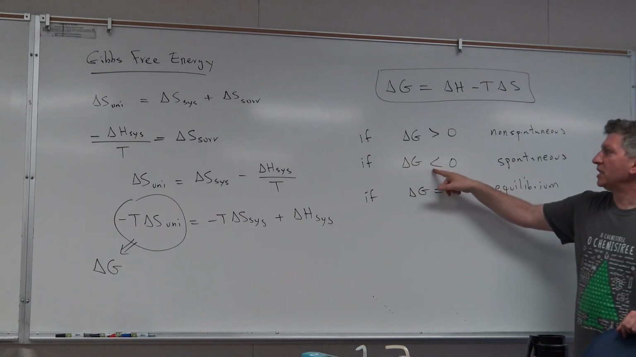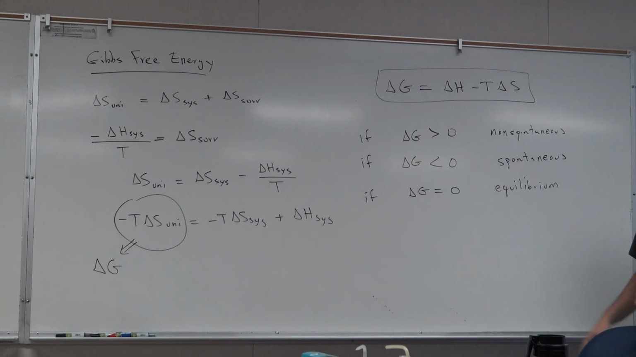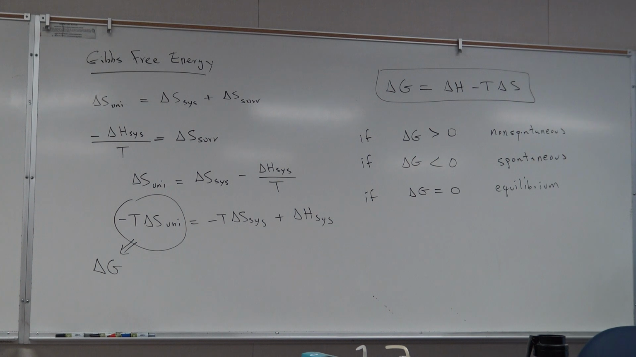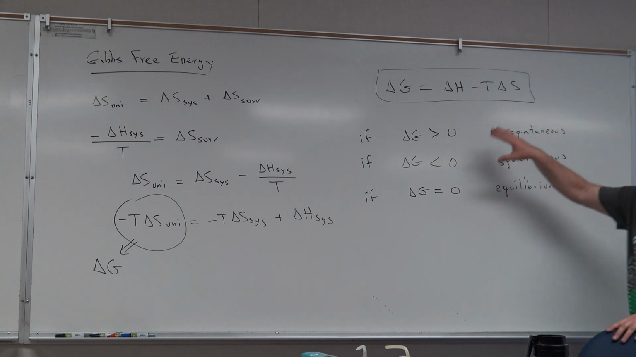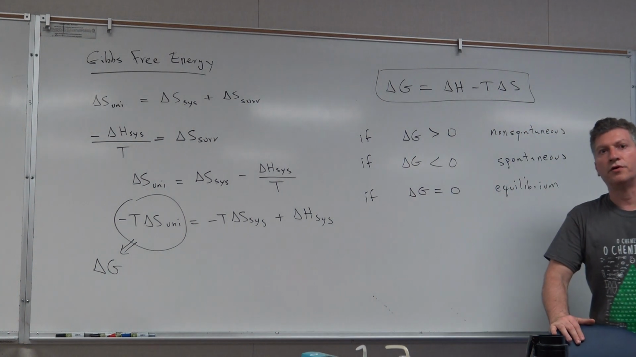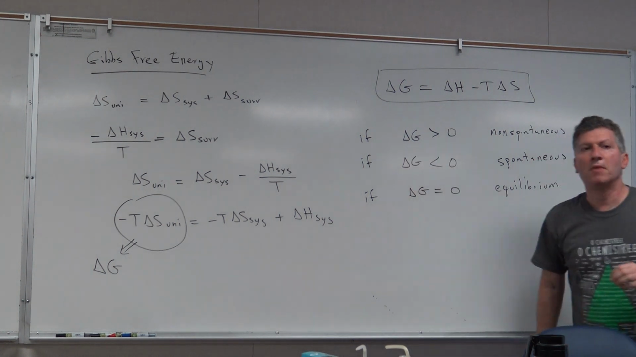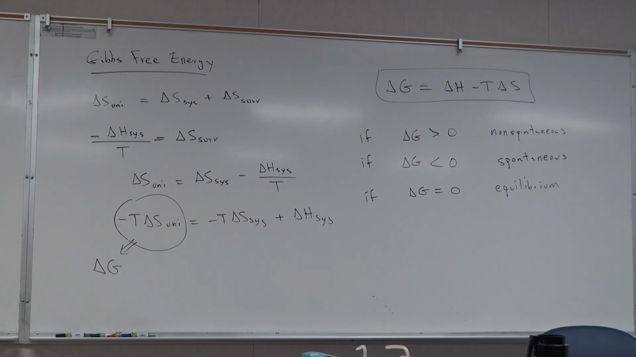If delta G is negative, then delta S universe is positive, so therefore the process is spontaneous. And if it's 0, then delta S universe is 0, so then you're at equilibrium. Now, why do we do it this way? Not to make life harder for you. Actually, life is easier if you do it this way. Why? Because delta G is a much more informative function than delta S universe.